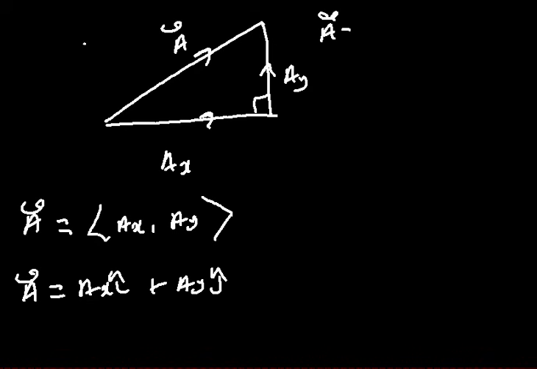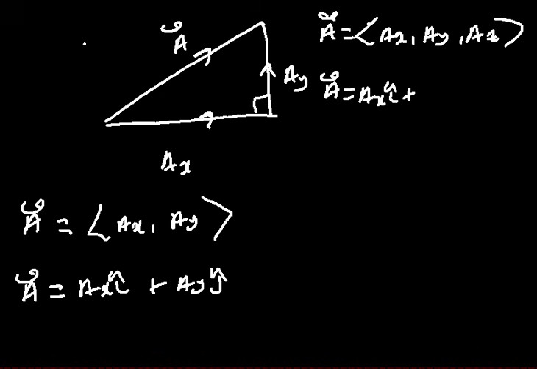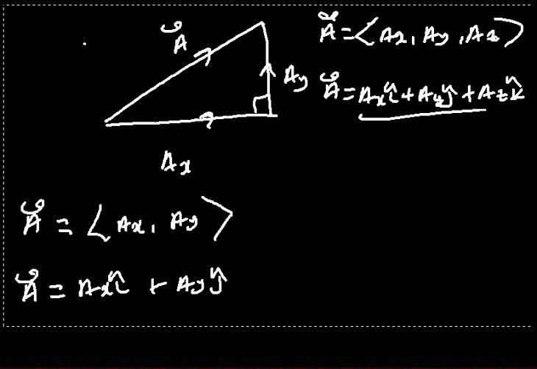Let's say a vector A in 3 dimensions in component form is given as Ax, Ay, and Az. And in unit vector notation, we'll have it as Ax i hat plus Ay j hat plus Az k hat. This is the unit vector notation if we have the vector in 3 dimensions.